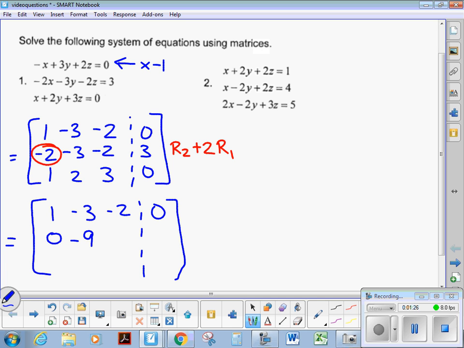-2 take away 4 is -6. 3 take away 0 is 3. Saving myself a step, I want this term to be a 0, so I'm going to go row 3, and I can just do a straight subtract row 1. So doing that subtraction, 1 take away 1 is 0. 2 subtract -3, so that would be a +5. 3 subtract -2, so that's like 3 plus 2. That's a 5. And 0 minus 0 is 0.